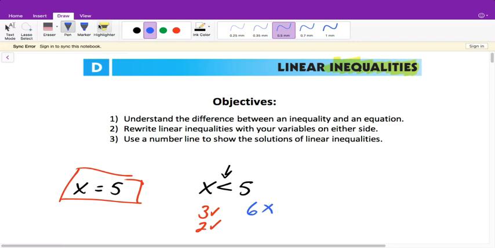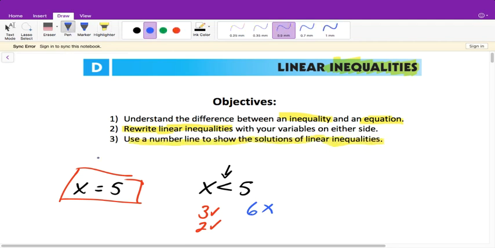All right, but what you need to be able to accomplish by the end of this video is you need to understand the difference between an inequality and an equation. I just gave a very brief explanation then, but hopefully by the end of the video, you understand what an inequality is, and then you can refer back to what we learned about equations and compare the two. You will also need to be able to rewrite linear inequalities, and then you're going to need to be able to use a number line to show the solutions of your linear inequalities.